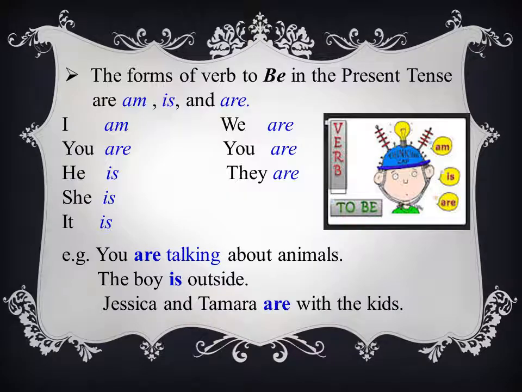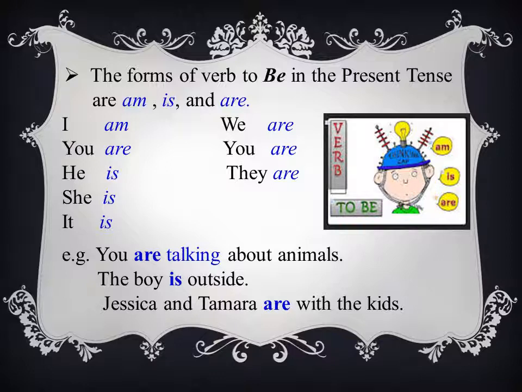So, the forms of verb to be in the present tense are am, is, and are. Now let's look at different subjects that use different forms of verb to be. With subject pronoun or the personal pronoun I, we use the verb be with am. With the personal pronoun you, are. He is. She is. It is. We are, you are, and they are.